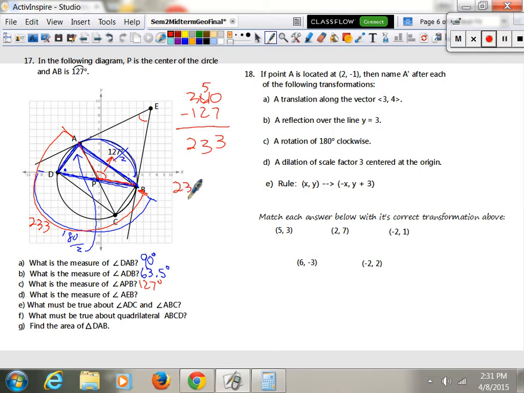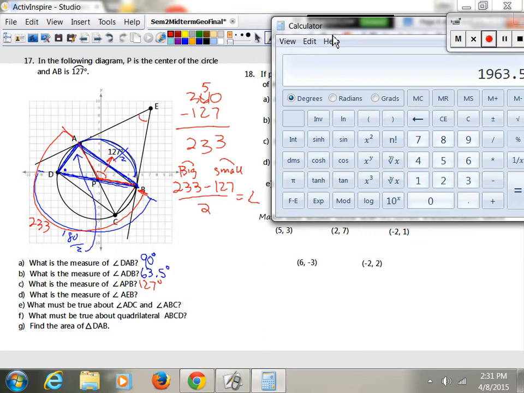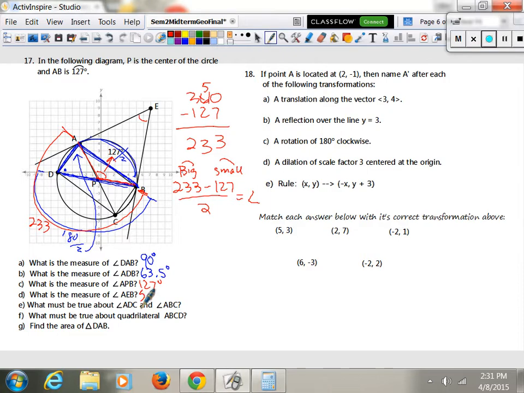If I take my big arc, that's your big arc, and I subtract my smaller arc and divide it by 2, that's going to give me my angle. So if I take the 233 and subtract the 127 and then divide it by 2, you're going to get 53 degrees. So this is 53 degrees.